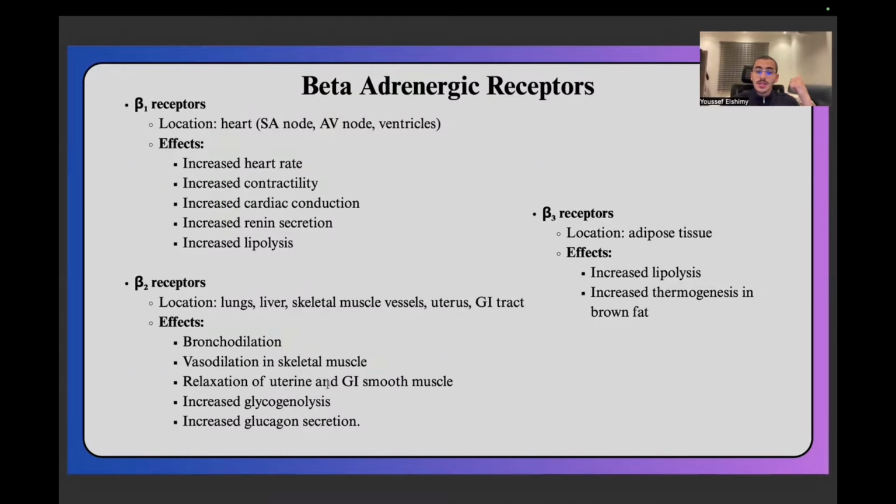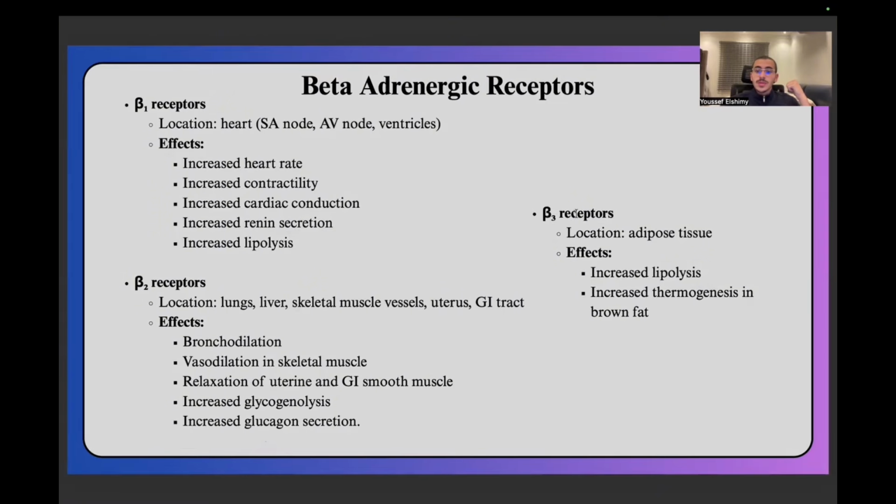Relaxation of the uterine and GI smooth muscle because you don't want to digest right now. You're more focused on the fight or flight response. Increased glycogenolysis, you want to break down glycogen to glucose. Increased glucagon secretion because glucagon would raise the blood sugar levels.